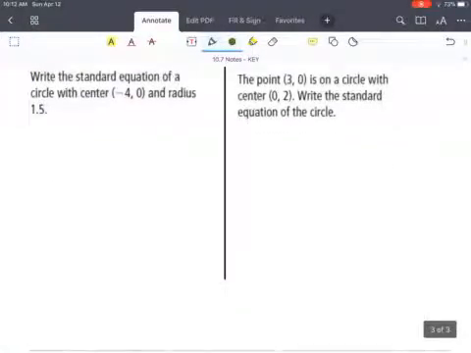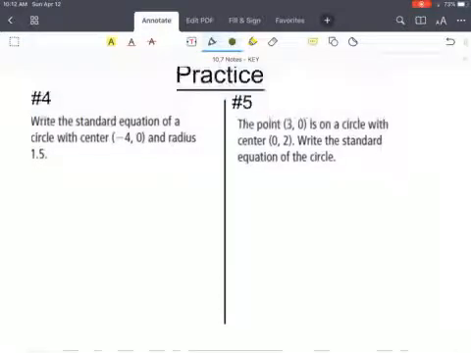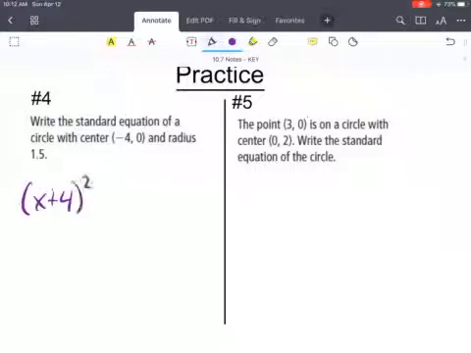Go ahead and pause the video and then practice the last 3 questions, which are very similar to the first 3. So for number 4, we should get that x plus 4 squared plus y squared equals 2.25.